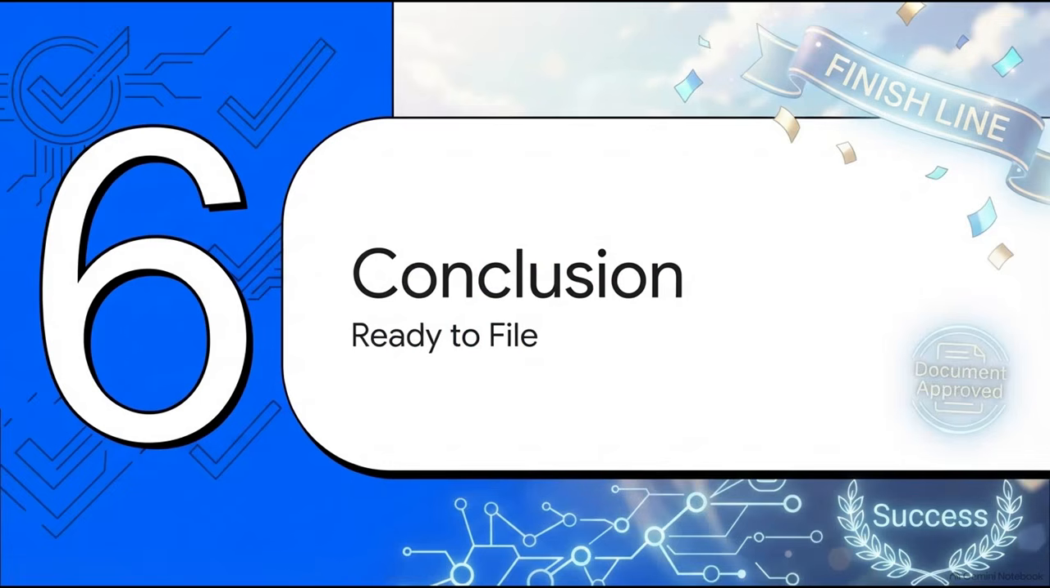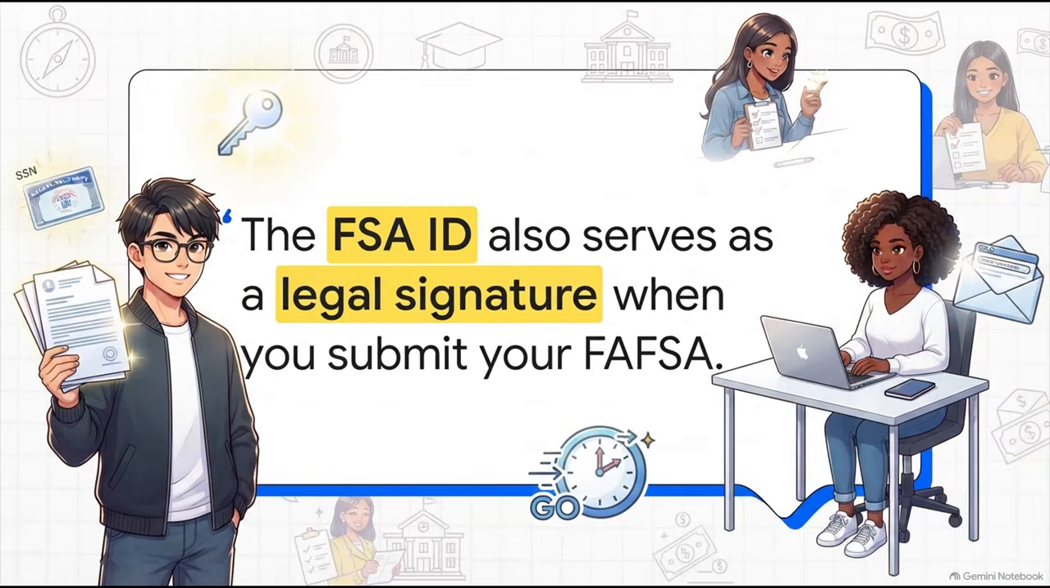And that brings us to Section 6. Conclusion. You are ready to file. Let's pull this all together into one clear takeaway. Your FSA ID is your digital signature and the absolute key to your financial aid. You now know exactly what documents you need, how to avoid common pitfalls like using a high school email, and how to navigate the system whether you have a social security number or not. You're fully prepared. Don't wait on this. Go create your account today so you are ready to file that FAFSA the very moment it opens.